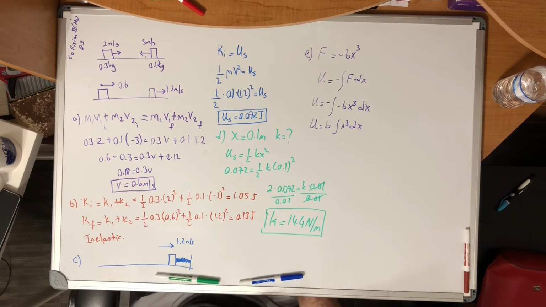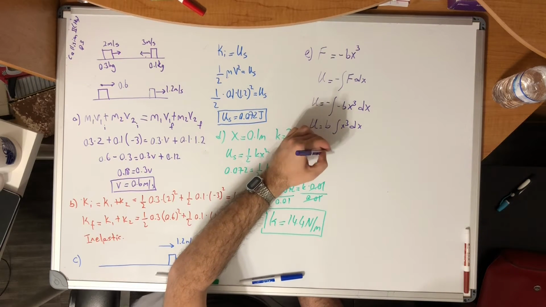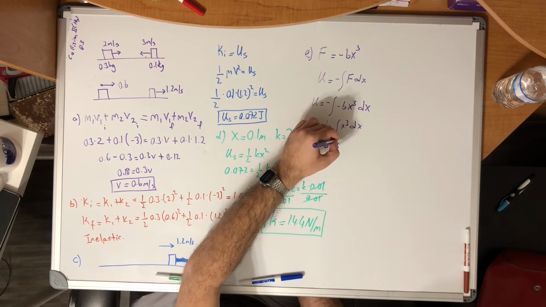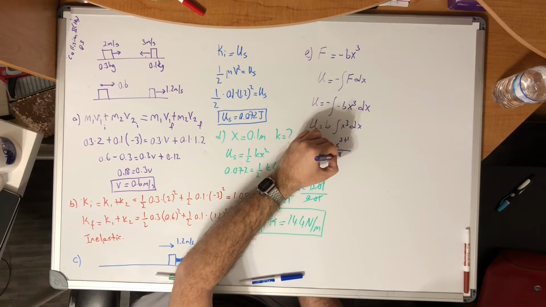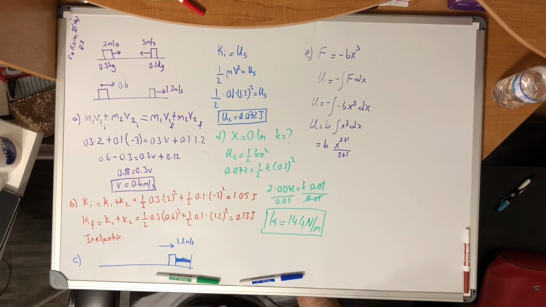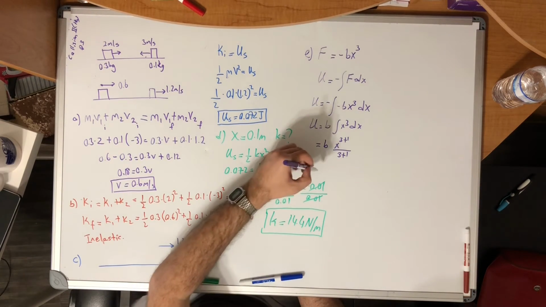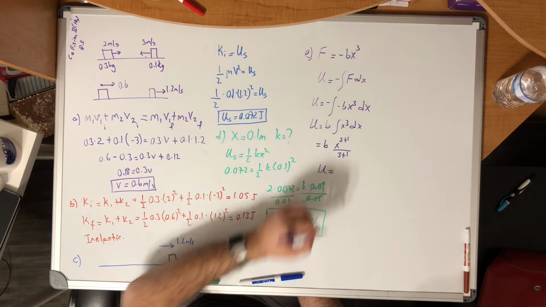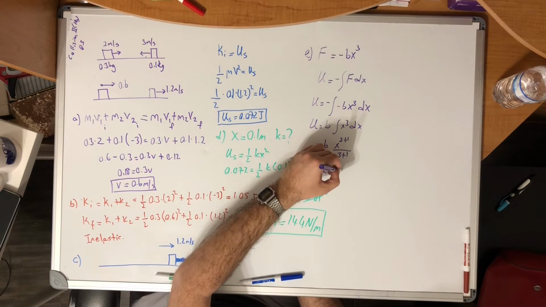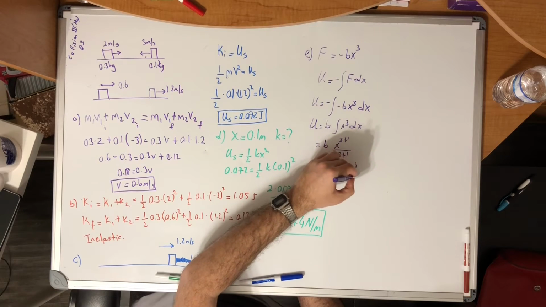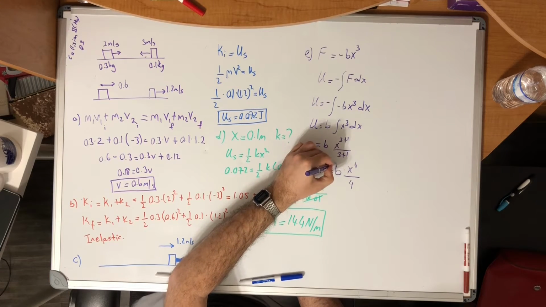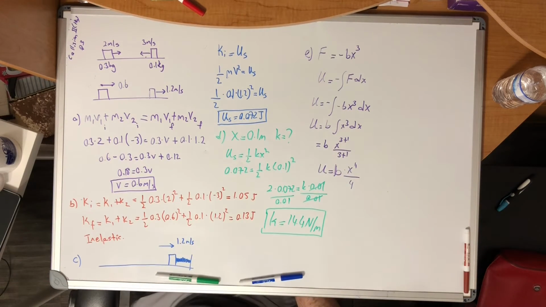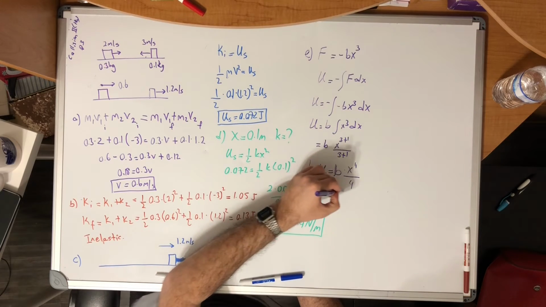So how are we going to get the integral of that x cubed? You should remember that you increase the power by 1, x to the 3 plus 1, and divide it by the new power, 3 plus 1. Then my U as a function of position is b times x to the 4th divided by 4. This is b, not 6. Alright, so this is my function.